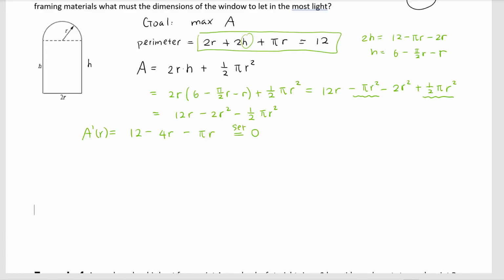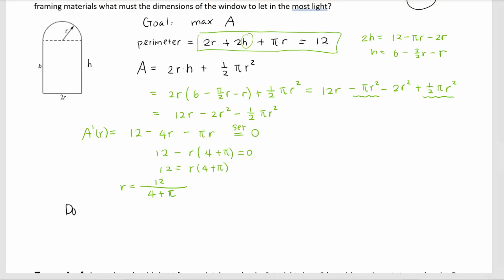Alright, let's solve for r. Here, can you see these terms have r, so let's factor it. We have 12 equals r times 4 plus pi when we factor it, right? We can then move r to the right hand side, so we have r times 4 plus pi on the right. So r is 12 over 4 plus pi. Okay, so that is our r. Do you know what the next step is?